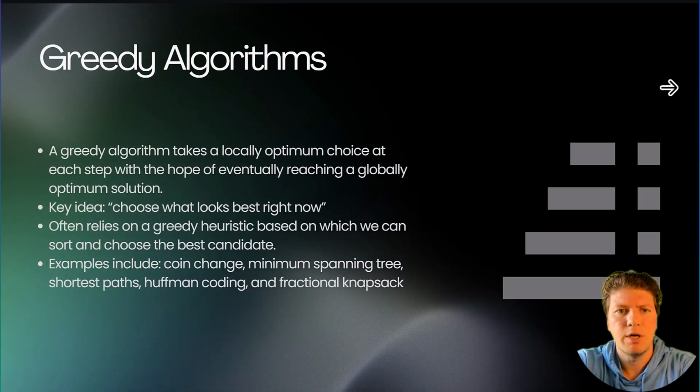Let's talk about greedy algorithms. A greedy algorithm takes a locally optimum choice at each step with the hope of eventually reaching a globally optimum solution. So the key idea for greedy algorithms is to choose what looks best right now. We often rely on greedy heuristics based on which we could sort and choose the best candidate. Some examples include coin change, minimum spanning tree, shortest paths, Huffman coding, and fractional knapsack. And we're going to take a look at fractional knapsack.